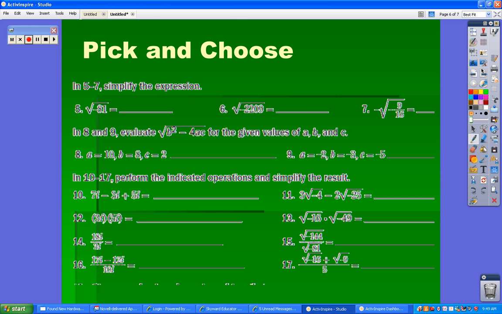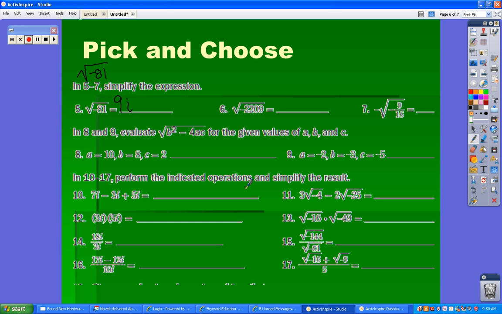Pick and choose. I am going to work through all these. You guys need to pay attention to the ones that you feel are necessary. I don't know if you can read these very well, so I'm going to rewrite everything right above it. The square root of negative 81, we just talked about that. Negative, that makes it an i. The square root of 81 is 9, so we could say 9i.